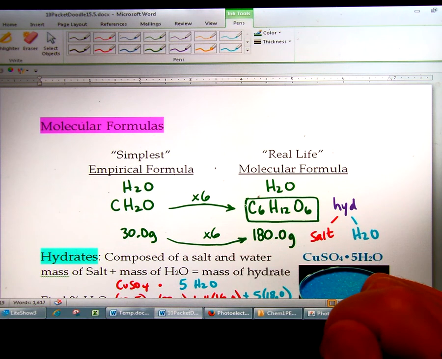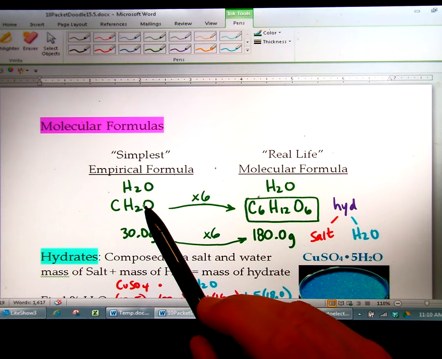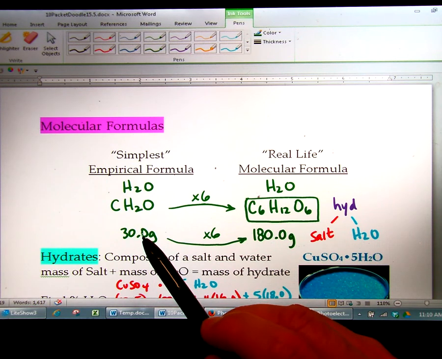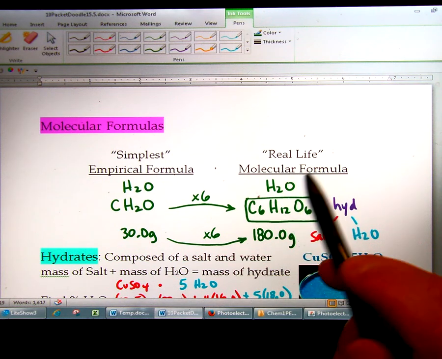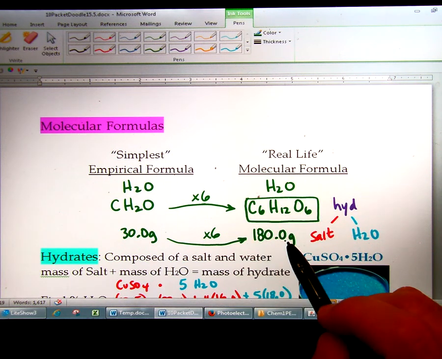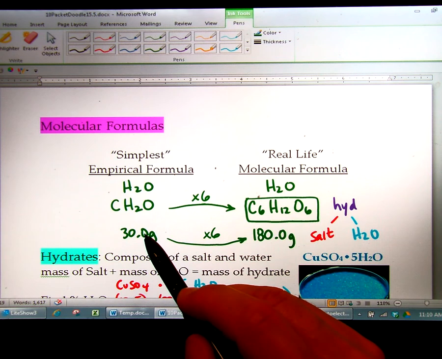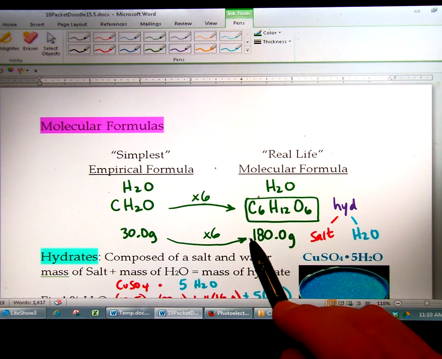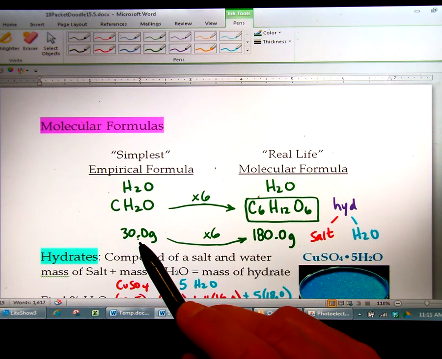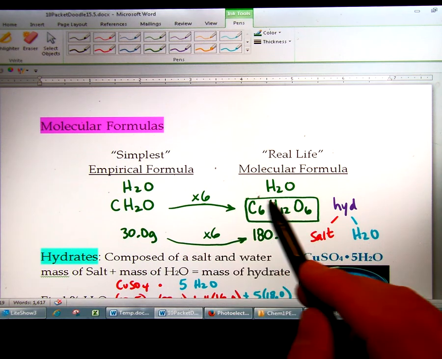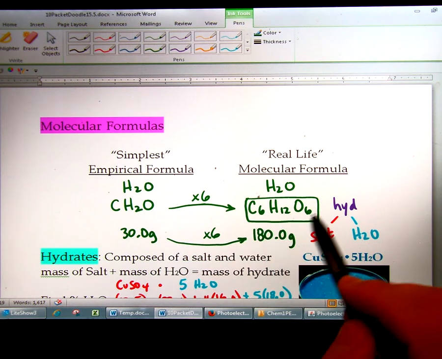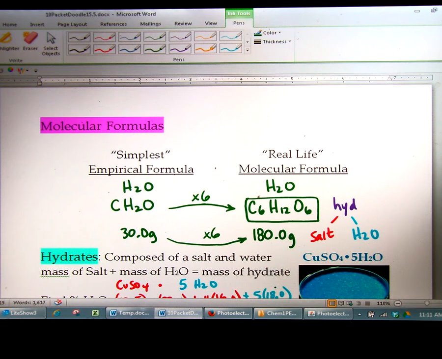So one more time, you already know how to get the empirical formula from the previous notes. In the problem, an additional piece of information they would tell you is what the molecular formula weighs. In this case, I'm telling you it would weigh 180. And then you add up the empirical yourself, see how many times greater the real life one is than the simple one, and then you multiply the formula by the same number to get the final formula, or molecular formula, of the compound.